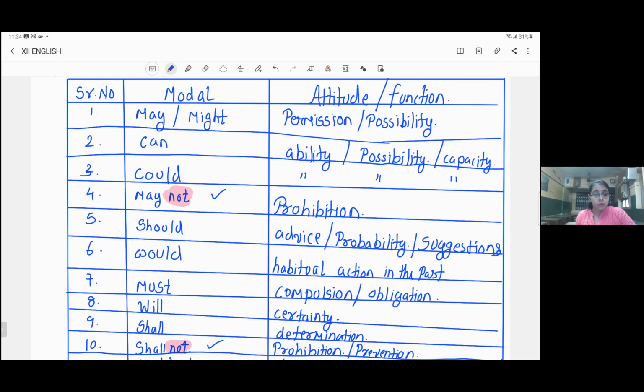So we have completed, guys, our topic 3, that is modal auxiliary. Just go through it. I'm giving you all 2 minutes to go through it fast. Any doubts you can ask me.